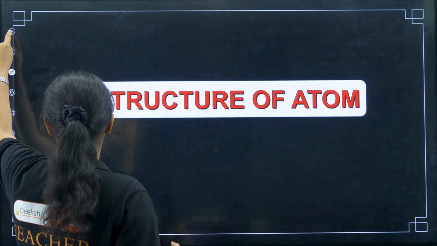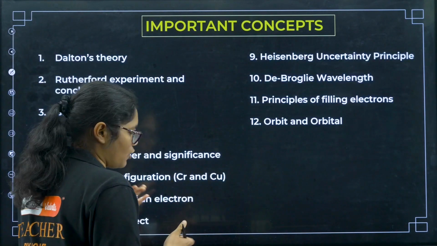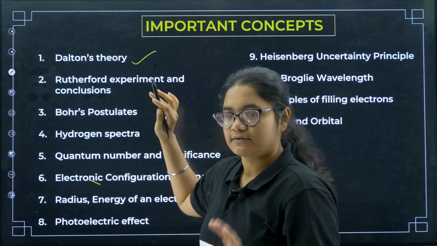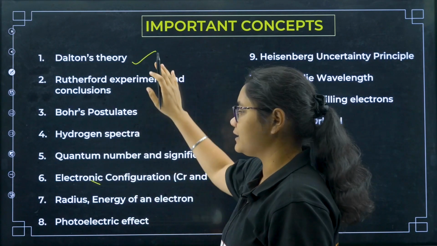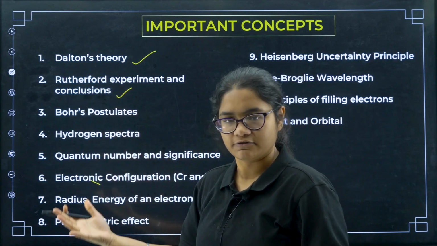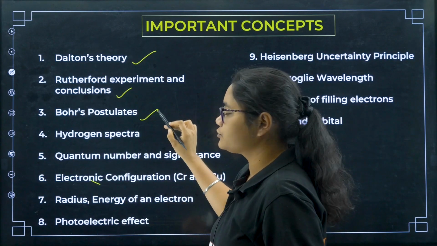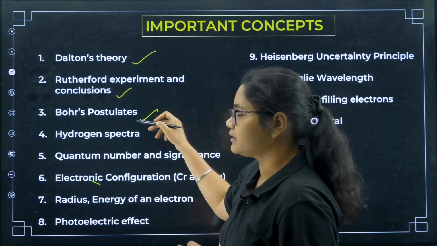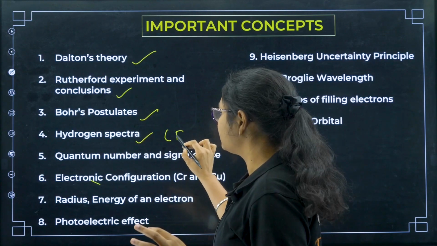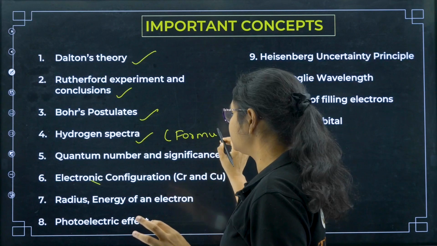Now let's move to the next chapter, that is structure of atom. Here a lot of concepts are there. Dalton's postulates, very important question. Please remember at least 3-4 postulates. Rutherford experiment and conclusion, or Rutherford model of atom. Bohr's postulates, again very important. This can be a 3-marker, 5-marker question. Hydrogen spectra, you only have to learn the formula. That we will discuss.